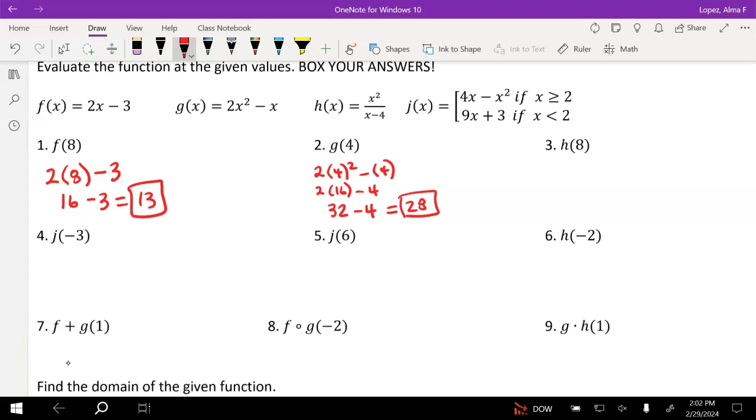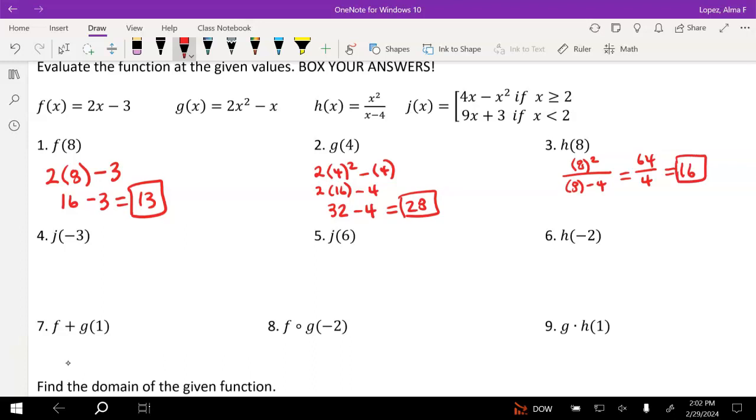When you evaluate h at 8, you go to function h, and again, everywhere there's an x, we're going to put in an 8. This one has a numerator and a denominator. We're going to get 64 over 4, which we can reduce to 16.